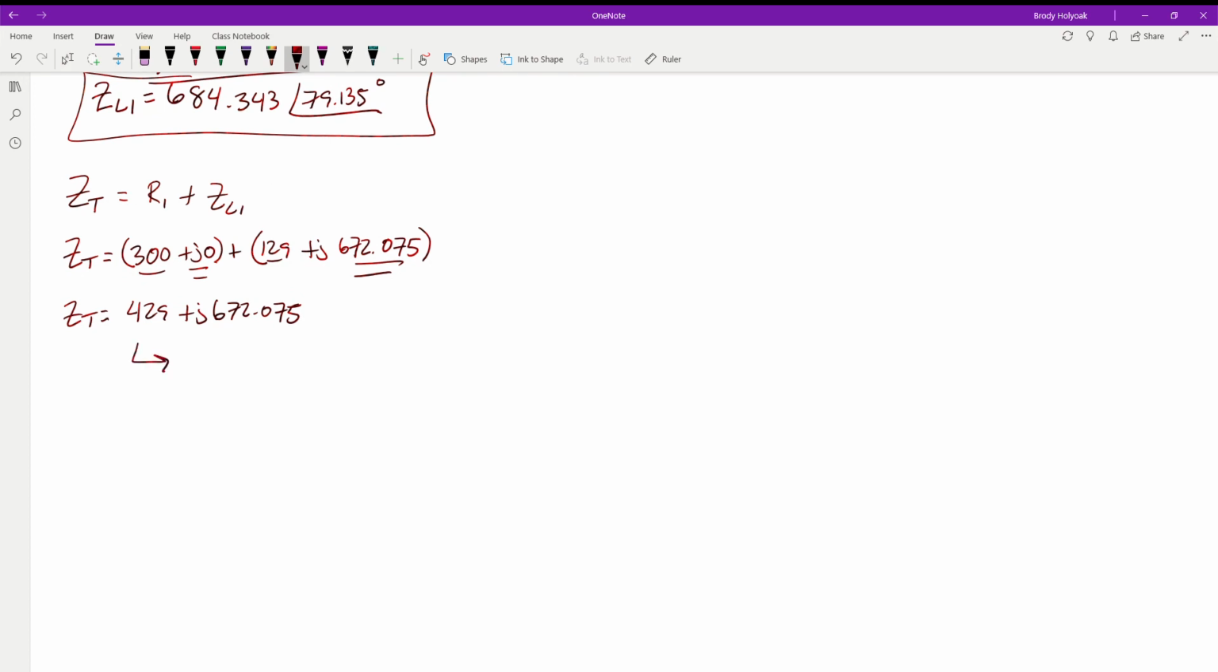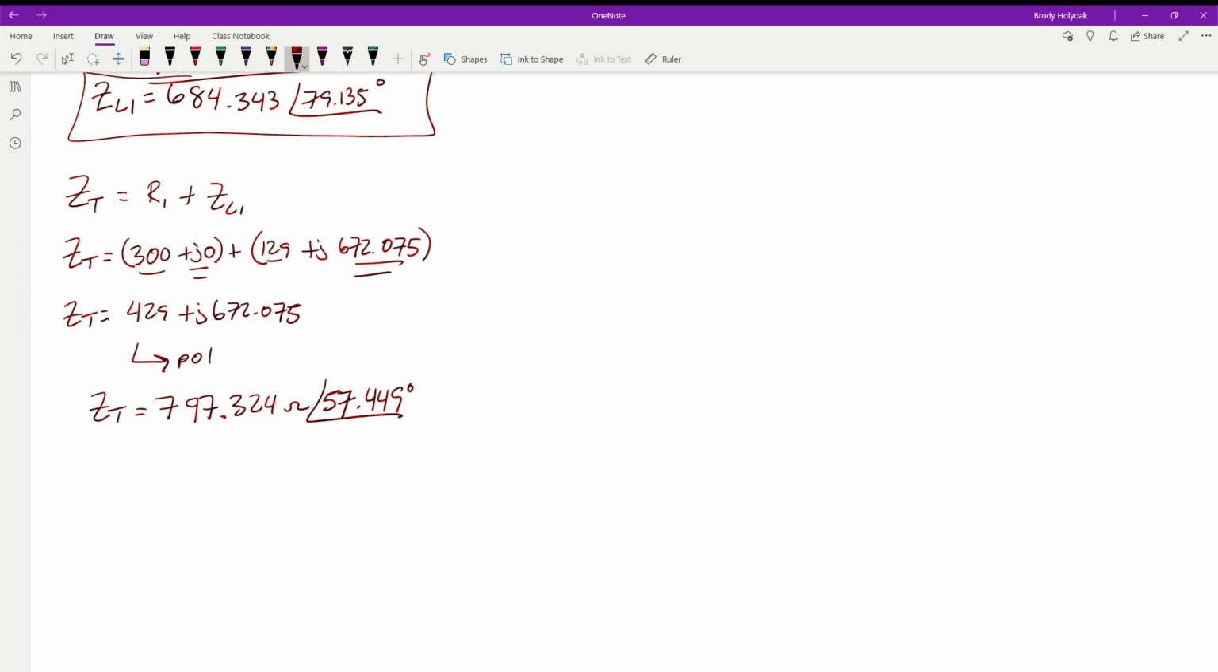We're going to convert this value to polar, and it ends up being 797.324 ohms at an angle of 57.449 degrees. Now remember, one thing we can double check to make sure these values are looking right is that as the real value and the X of L value get closer and closer, we should start seeing this angle approaching 45 degrees. If they ever were to equal, this would be 45. So it's a little check that we can do.